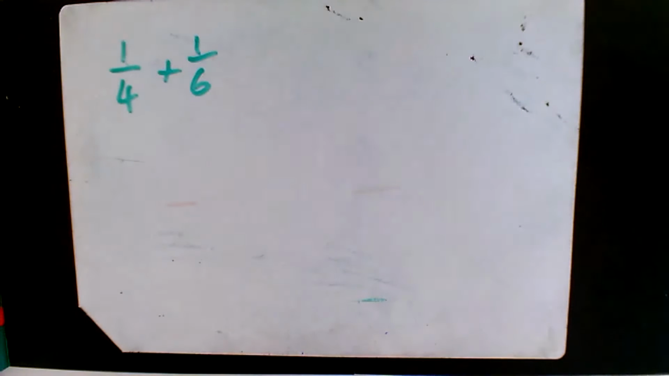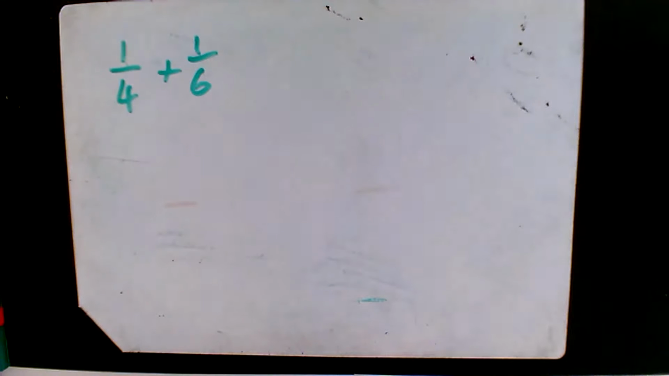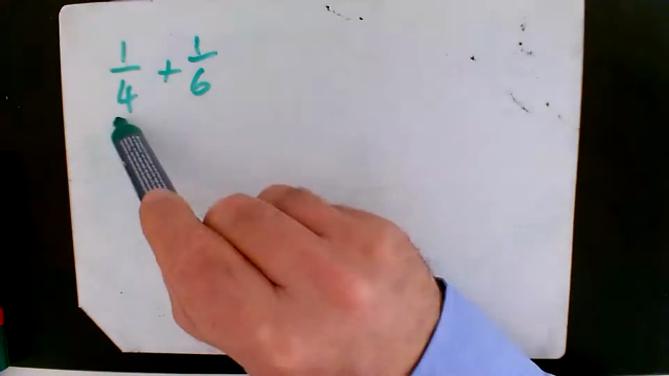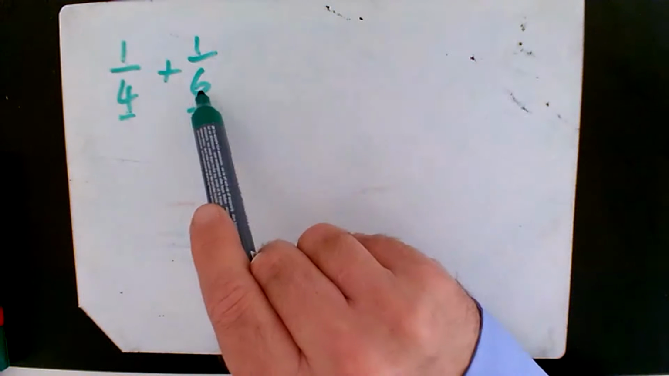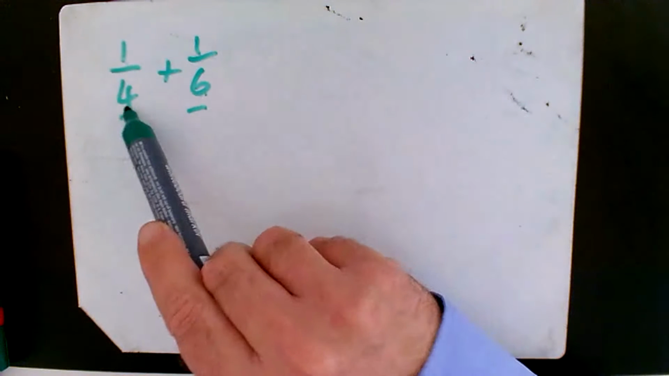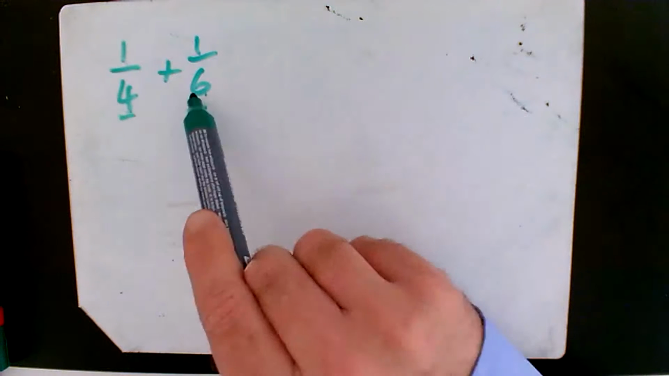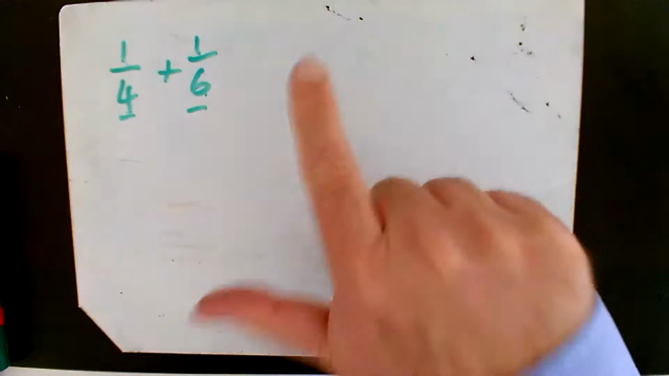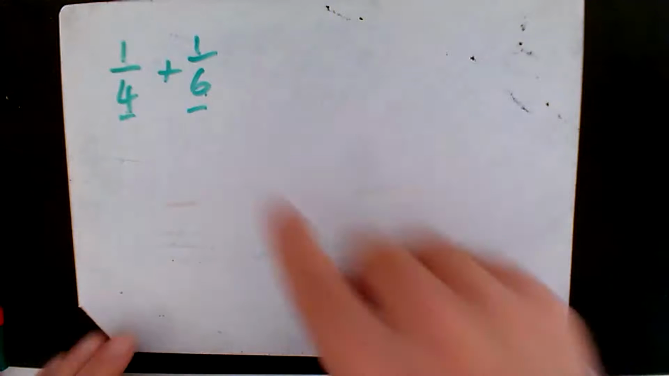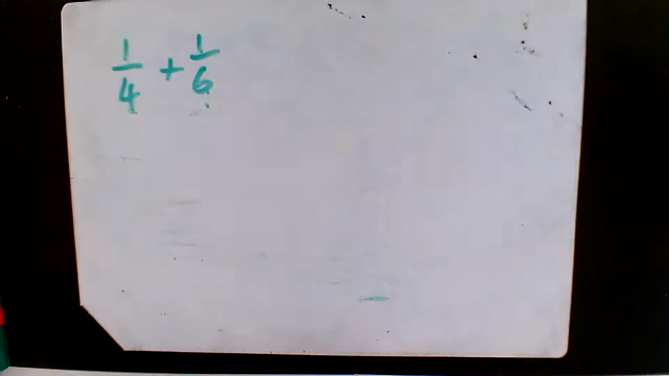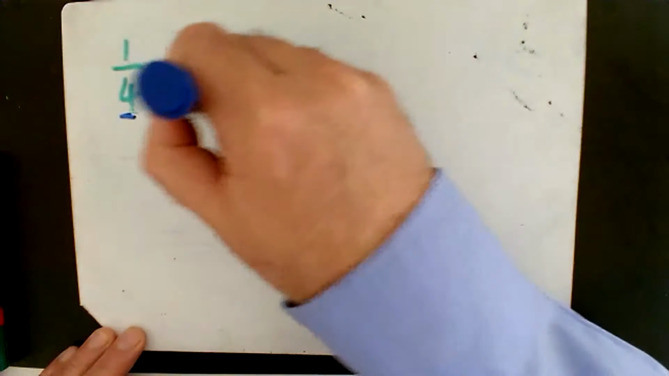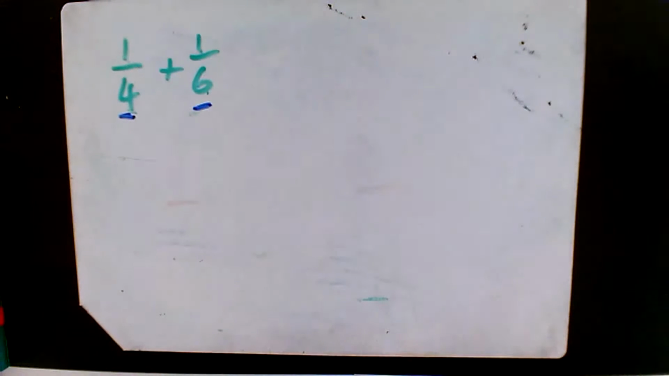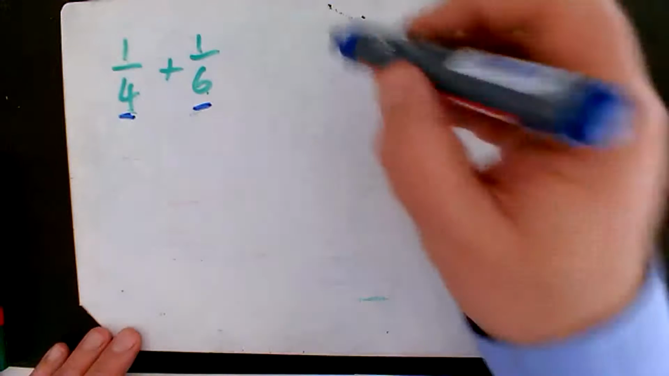Okay, so I can see here that the numbers are different, and then I ask myself, will the smallest number go into the biggest number? And the answer in this case is no. 4 doesn't go into 6, does it? You go 4, 8. No, it doesn't go in. So now I'm going to have to change both of them. That means both denominators have to be changed. So let's see what number both of them go into.